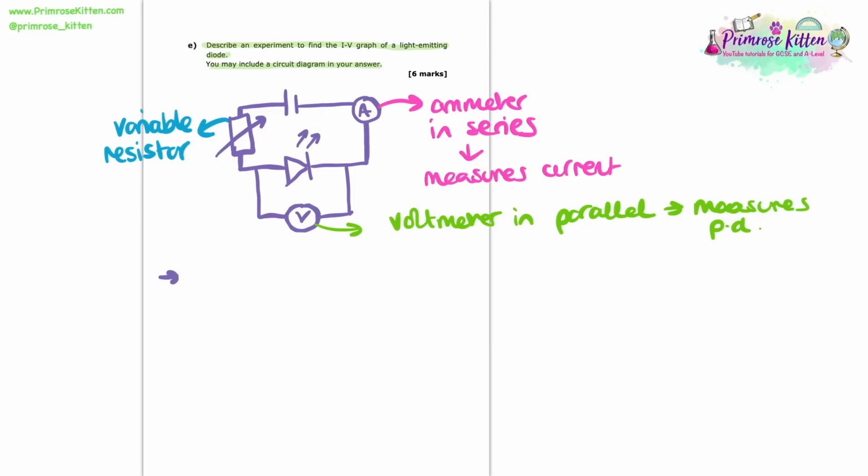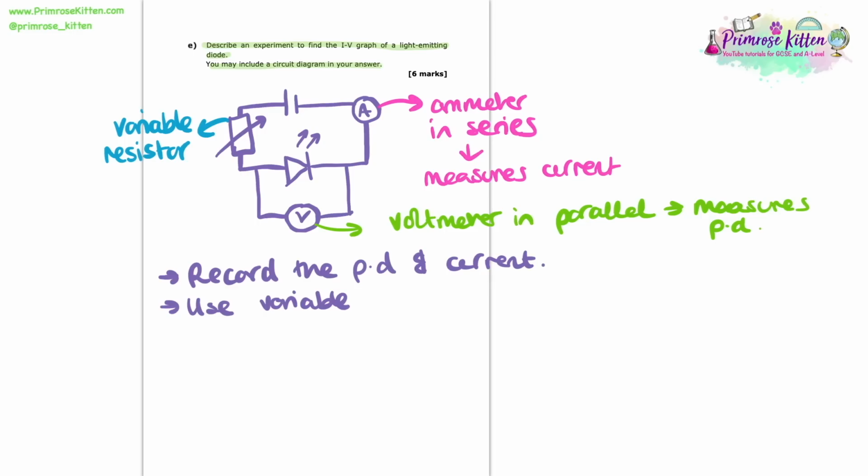So now let's describe what we're going to do. Once we've set up the apparatus in this way, we're going to record the potential difference and the current. Once we've done that, we're now going to use our variable resistor to change the potential difference. Once we've done that, we're again going to record the new potential difference and current. Again, we're going to use our voltmeter to measure the potential difference, and we're going to use the ammeter to measure the current.